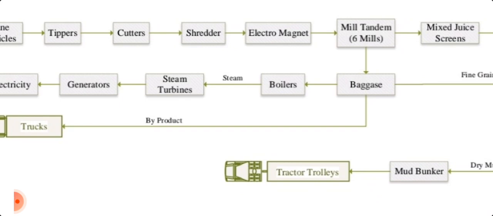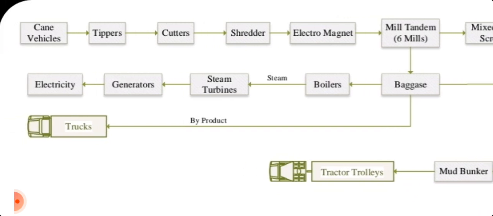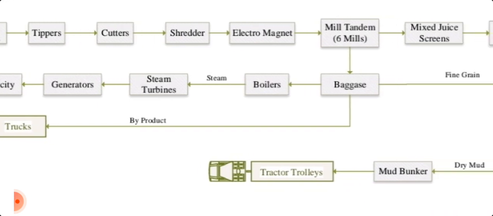If there are any pieces of iron from the trolleys or trucks that pass through the cutters and shredder, then the electromagnet has the capacity to attach them, and then we can separate these pieces of iron from the electromagnetic belt. Then this bagasse goes to the mill tandem.